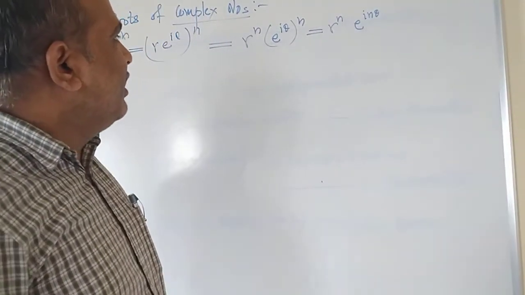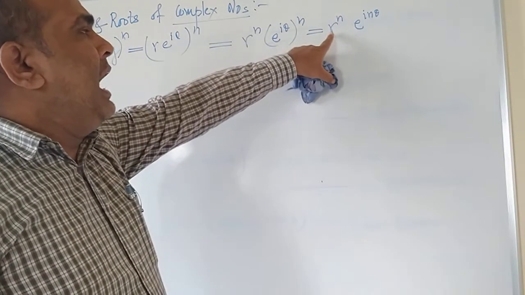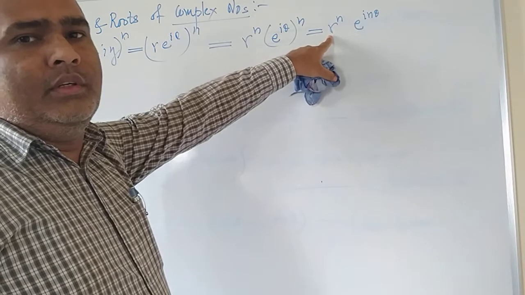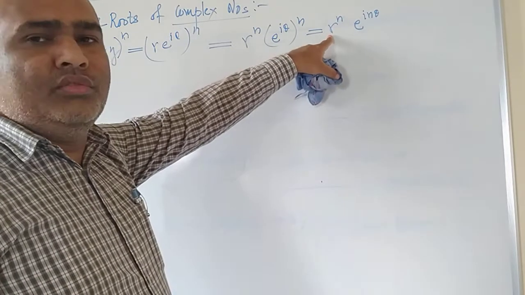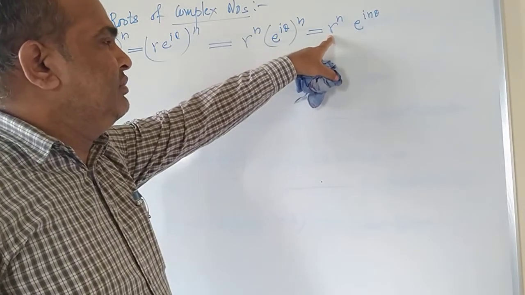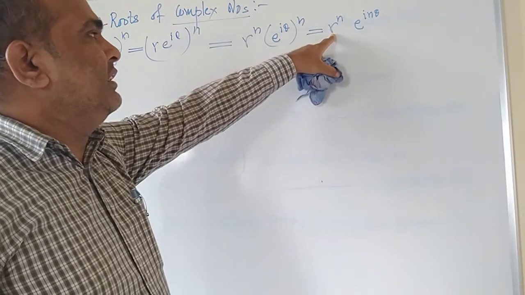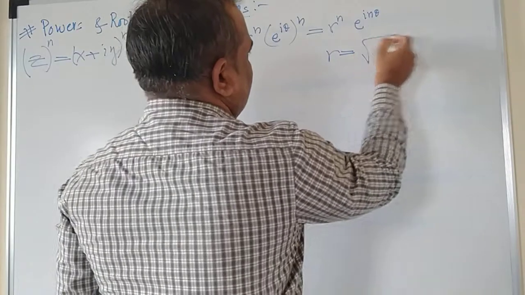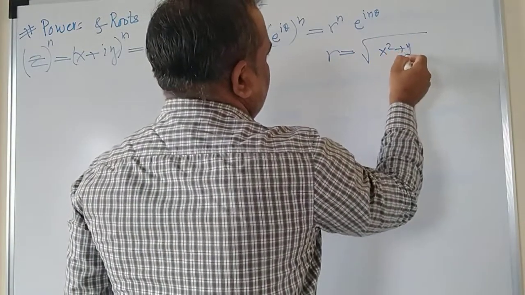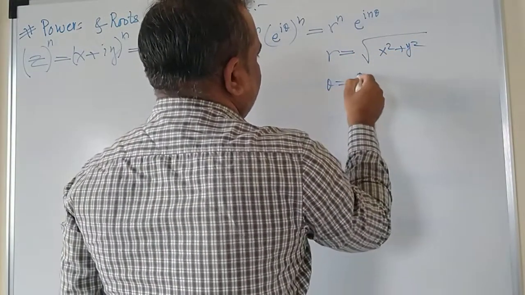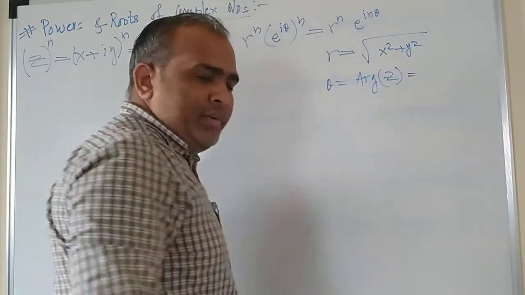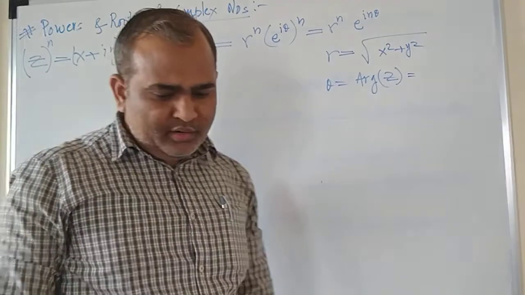Fine. So what is this r? r is the magnitude, right? And this is equal to square root of x square plus y square. Yesterday we have studied this. And what is theta? Theta is called the argument of z. And how to find out the argument of z?